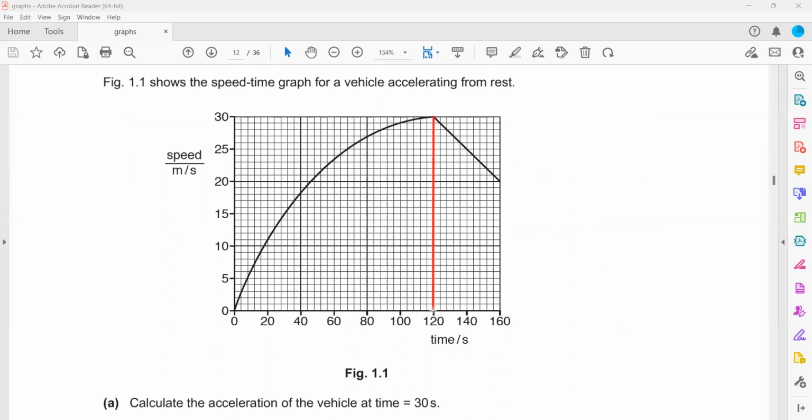Some students miss this part, and they only take this part. That is wrong. You have to take the total area under the graph, which is a triangle and a rectangle. Or you can use a trapezium. So it will be half. The base is how much? It starts from 120 and ends at 160, so it is 40. And the height is how much? 20 to 30, so it is 10.